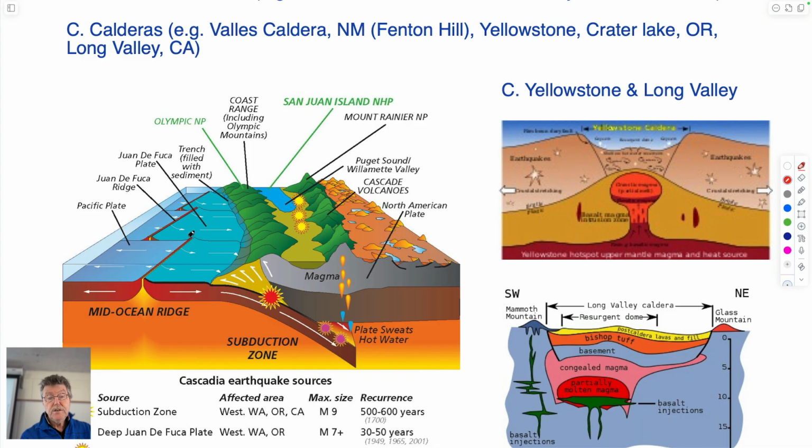So mid-ocean ridges, Iceland. There's not one off the west coast of the US. Subduction zones, Cascade volcanoes would be formed from those. Hotspot volcanism would be where you have rising magma on a hotspot. Cases in point would be Yellowstone and Long Valley.